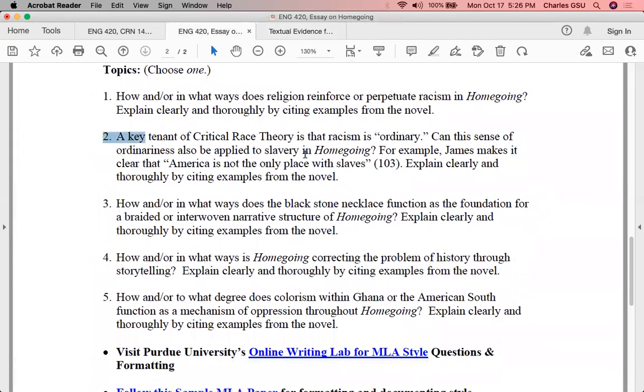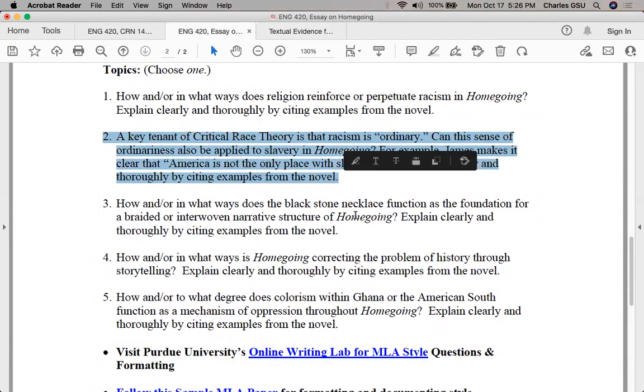Question 2 asks, a key tenet of critical race theory is that racism is "ordinary," meaning that it has been, always will be, an everyday thing. Can this sense of ordinariness also be applied to slavery in Homegoing? For example, James makes it clear that, quote, "America is not the only place with slaves." It's page 103. Explain clearly and thoroughly by citing examples.